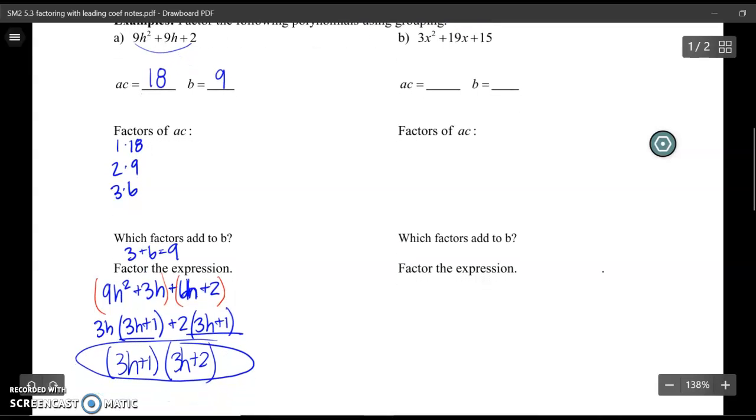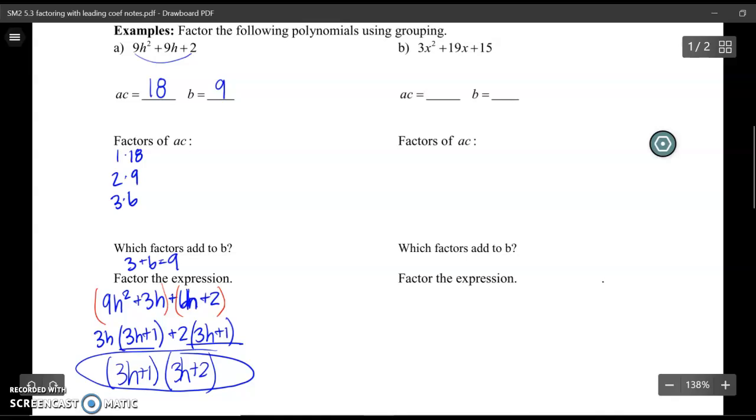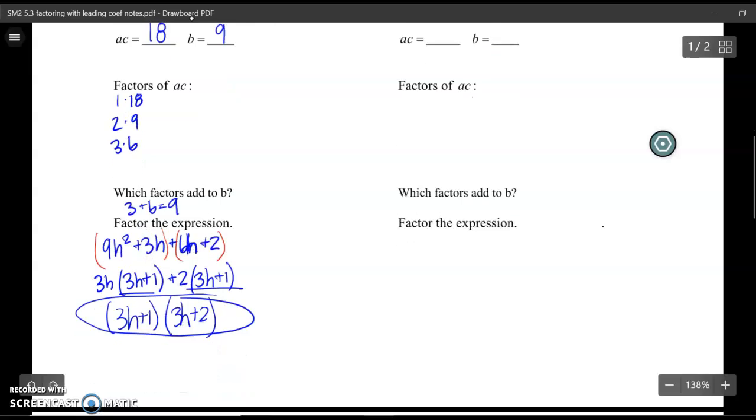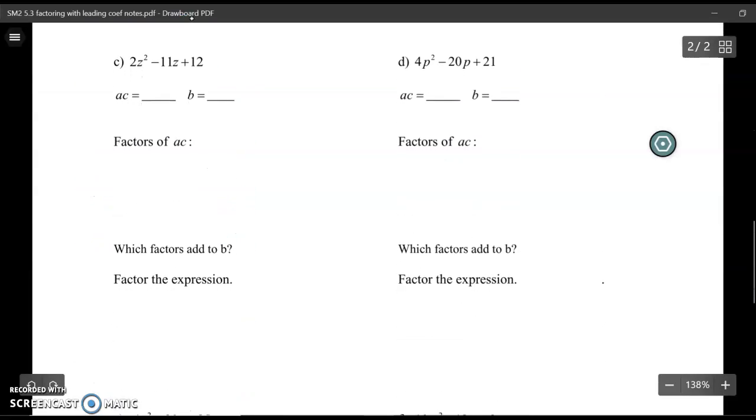Okay. Now notice that in both the examples we did we were adding throughout, right? There were no negative numbers, and there's no negative numbers in our answers. So let's look at what happens when we start throwing negatives in. So let's look at C. So we're going to start doing the same thing. So I'm going to have AC is 2 times 12, so 24. And then my B is negative 11 this time.